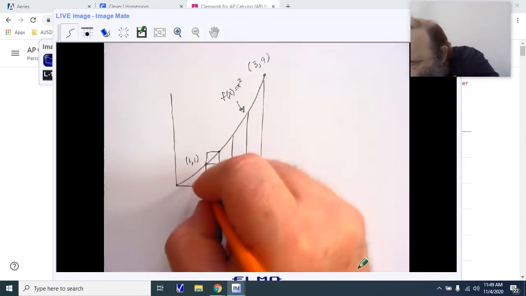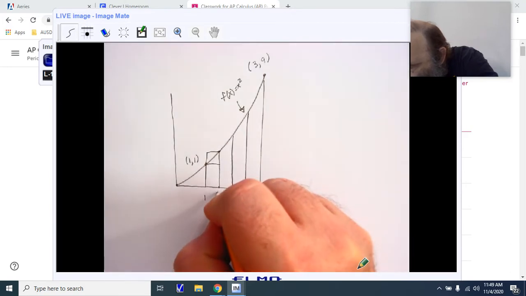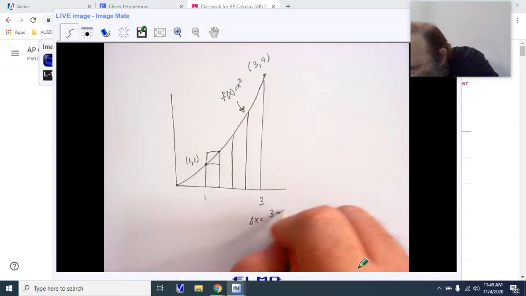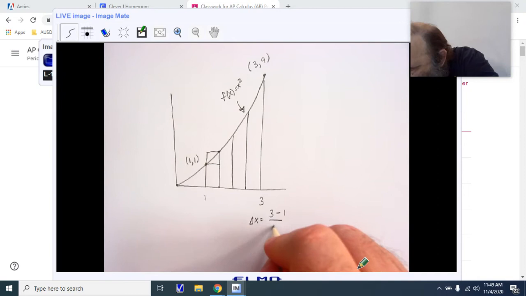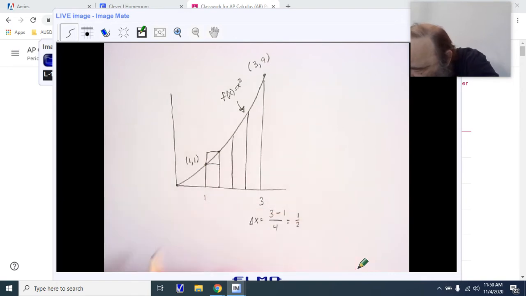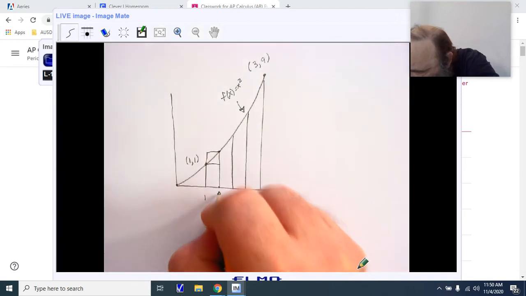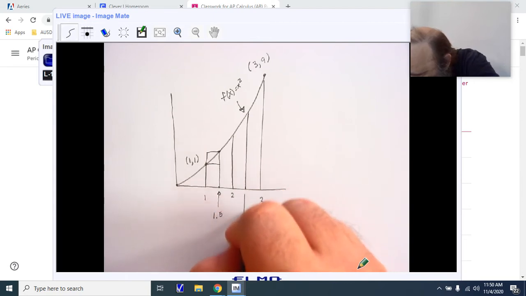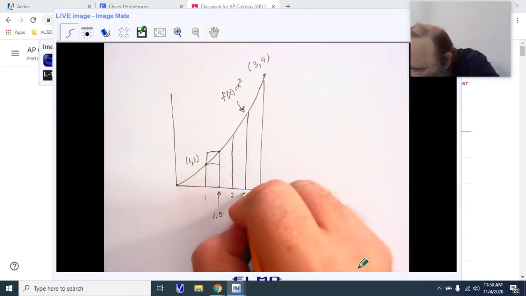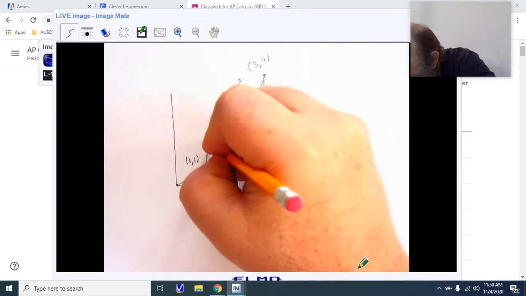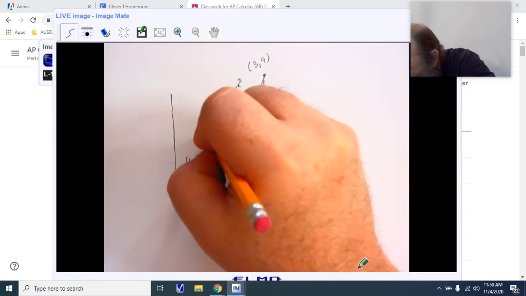Now, if I'm working with this, that means that I can look and find this value in between. Notice our delta x is 3 minus 1, and I have 4 intervals, which means I'm looking at 1/2 as the gap between each of these lengths on the rectangle. So this x value is going to be 1.5. 2 is right there. And right smack dab in between 2 and 3 is the 2.5. This height is therefore going to be f of 1.5.